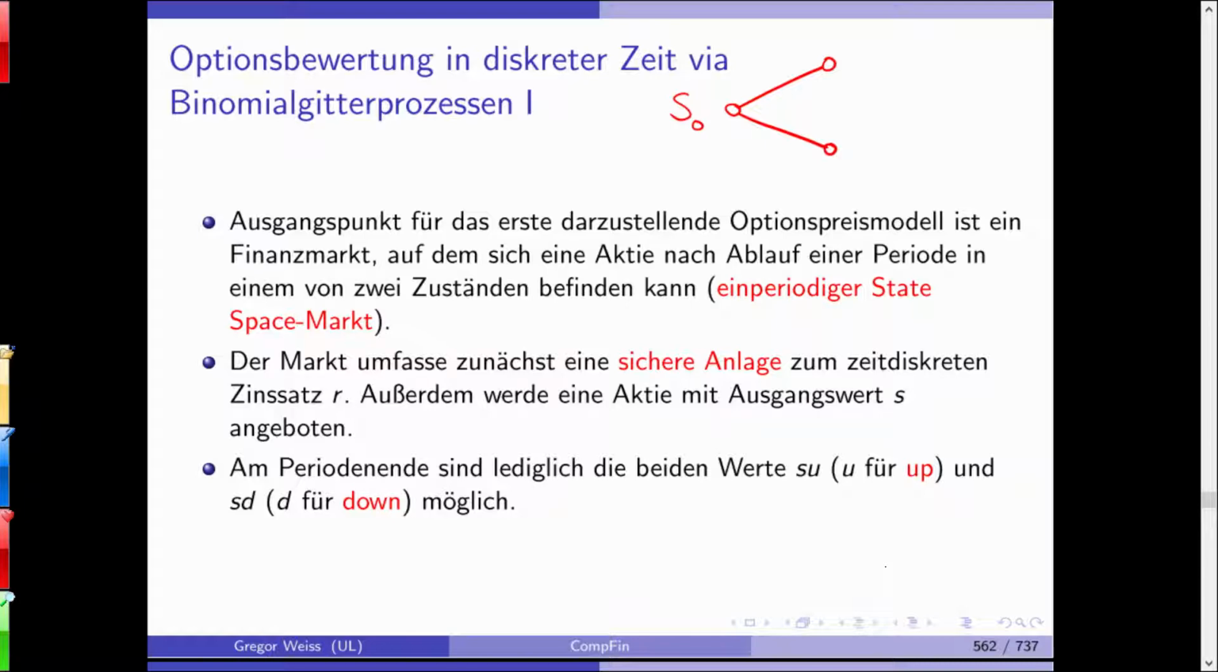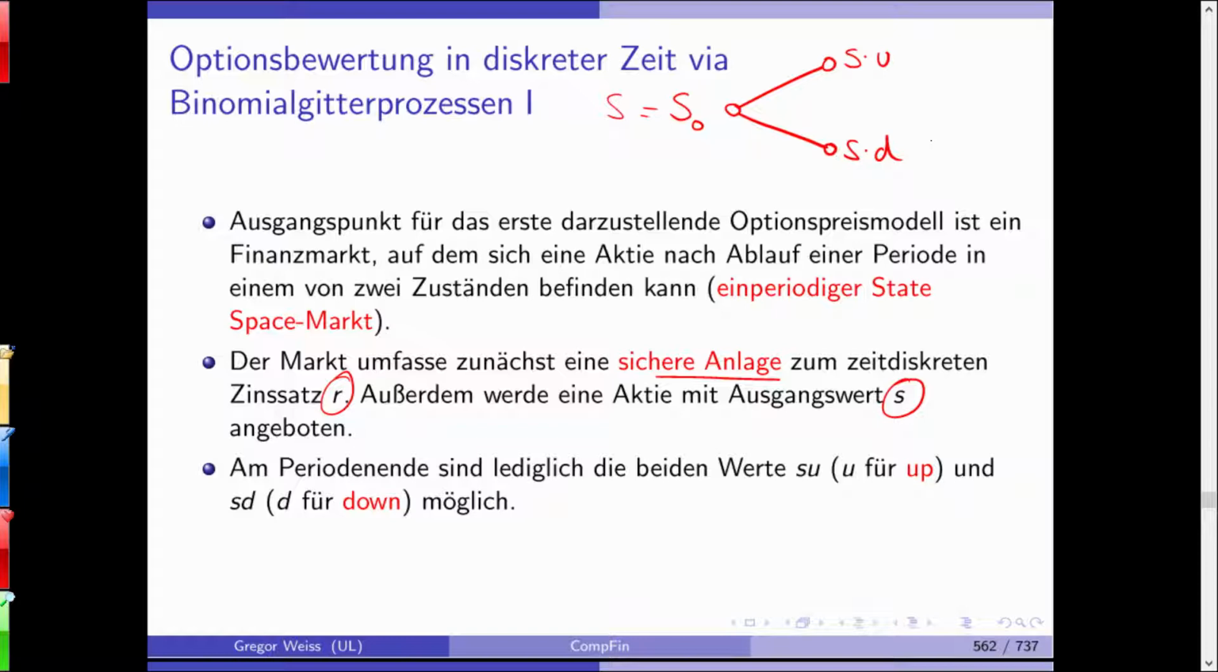Now, this is necessary, obviously. We need the risk-free investment with the interest rate R, and we have a starting point S or S0, and it can go up and it can go down. And to make this more clear, we are writing S times U and S times D. U for up and D for down.